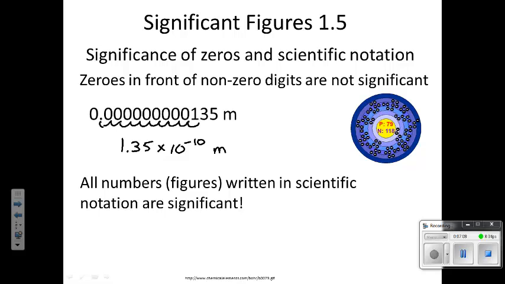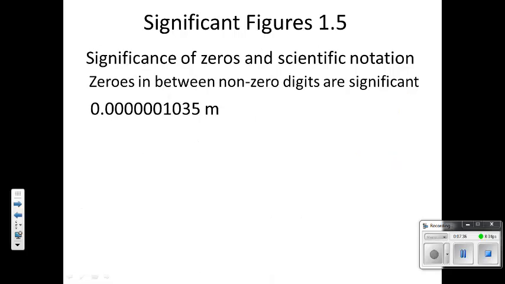And the beautiful thing is that all figures written in scientific notation are significant. So if I can successfully write the number in scientific notation, I automatically have the number of significant figures. But here the zeros in front of the number are simply placeholders, putting it in that position, and we can get rid of those zeros by putting it in scientific notation and show or demonstrate that they're not significant.